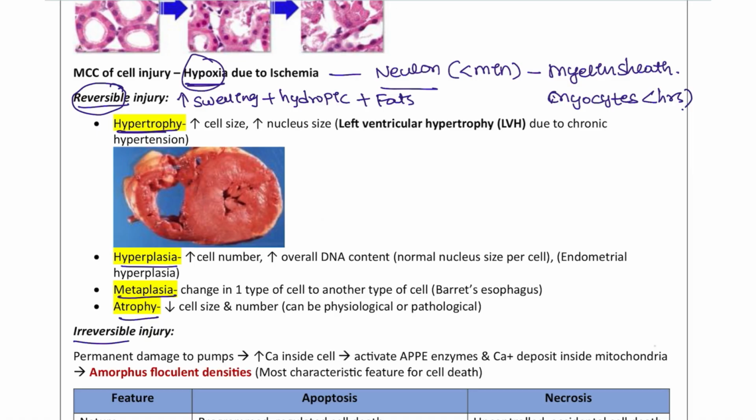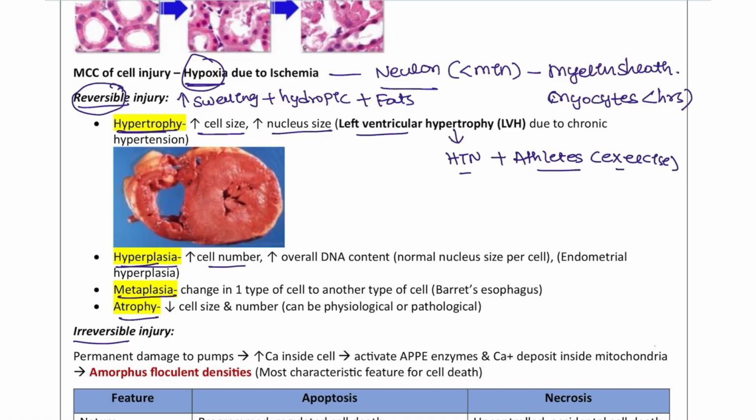Hypertrophy can be physiological and also pathological. What is hypertrophy? Increase in the cell size, increase in the nucleus size, seen in patients suffering from hypertension as left ventricular hypertrophy, and also seen in athletes. So athletes, those who are doing exercise, that is seen in athletes. This is physiological and this is pathological.